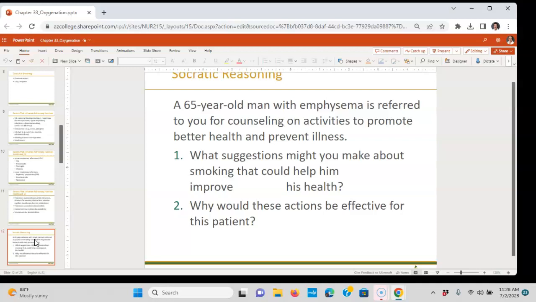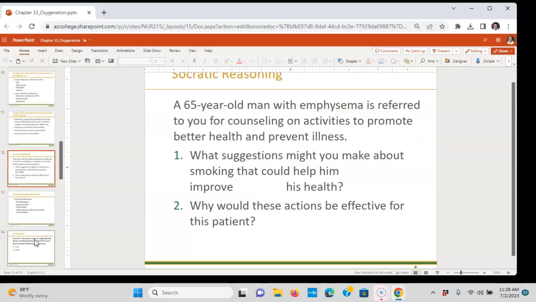A 65-year-old with emphysema is referred to you for counseling on activities to promote better health and wellness. What suggestions would you make to him about smoking? And why would these actions be effective? Just consider what that might be for a test question, what answers they might give you. Suggestions, never ask why. Cut down.